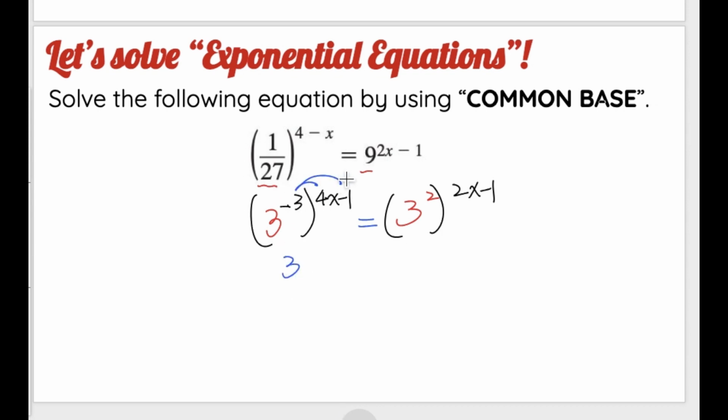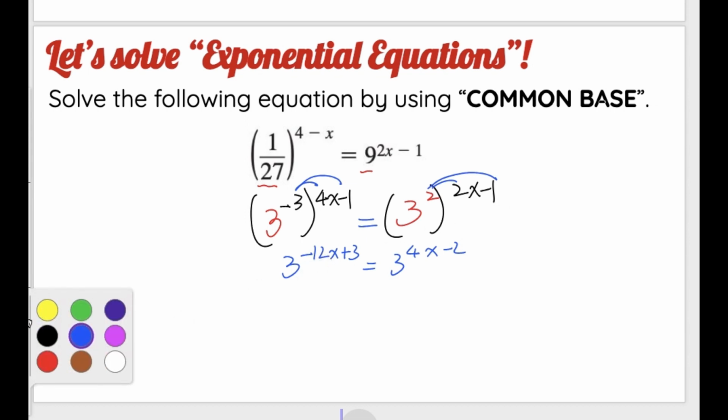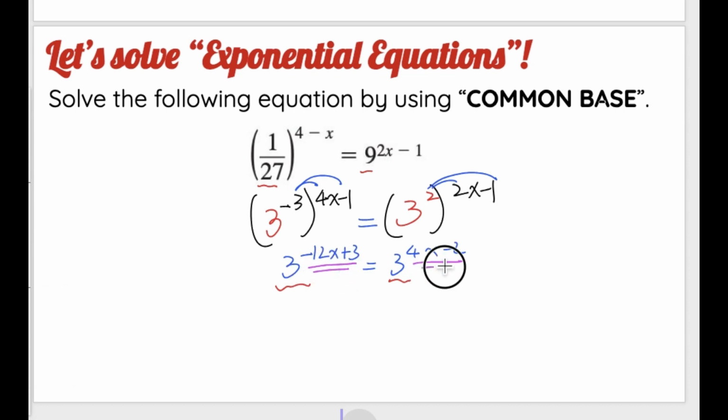We are going to distribute the exponents inside, multiplying each part. So it is going to give us this accordingly. And now, like we said before, same base leads to same exponent. So now I can just focus on the exponent part, which is negative 12x plus 3 equal to 4x minus 2. So like I said, you can always move the numbers to one side, variables to the other side.